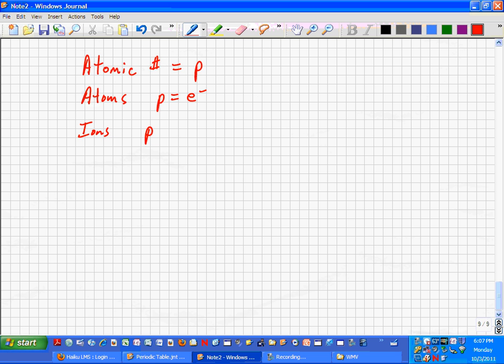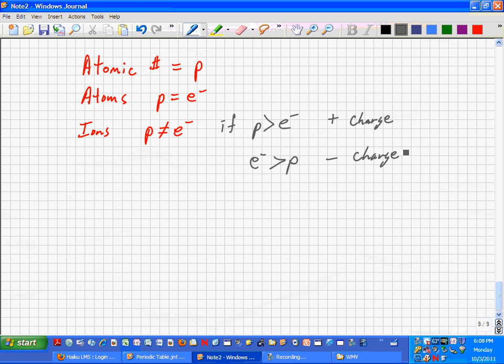Ions, protons do not equal electrons. If protons are greater than electrons, then we've got a positive charge. Actually, I'd rather write it this way. Electrons are greater than protons, then we have a negative charge.